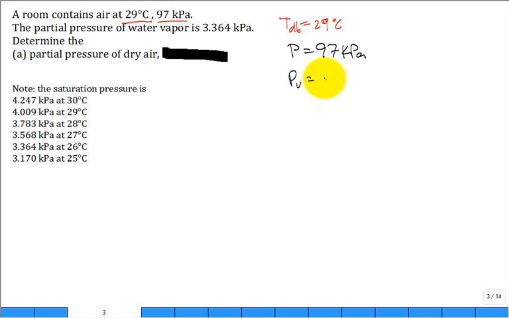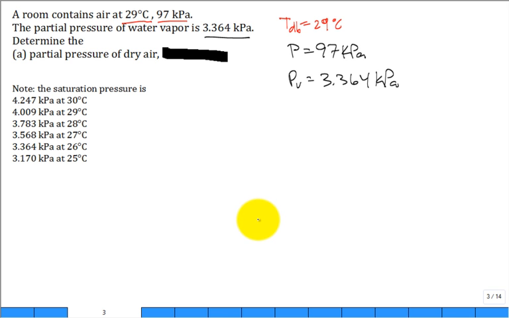The partial pressure of the water vapor is given. PV is equal to 3.364 kPa. That's kind of a funny piece of information given to you, but hey, this is just a beginning problem. That's what's given. It's kind of rare that you would actually be given that, but calculate the partial pressure of the dry air. How do you do that?